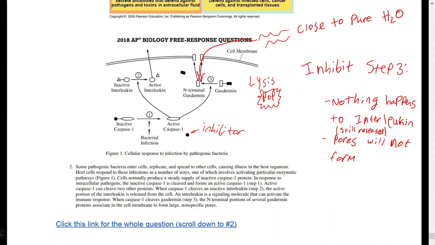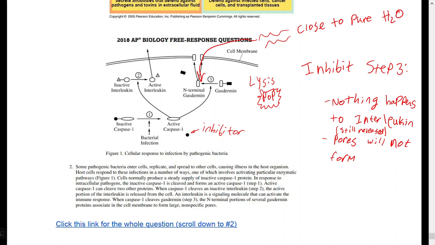Part E is explain how the pore formation and interleukin release contribute to an organism's defense against a bacterial pathogen. Well, if water enters the cell and it goes through lysis, well, what can the cell not do anymore? Can't replicate. And if it's infected, you don't want the cell replicating. You want it to die, right? In the interleukin, when it releases that, it gets other cells involved in this process of starting to help fight this disease, right? So this is a way of signaling other cells to fight the disease.